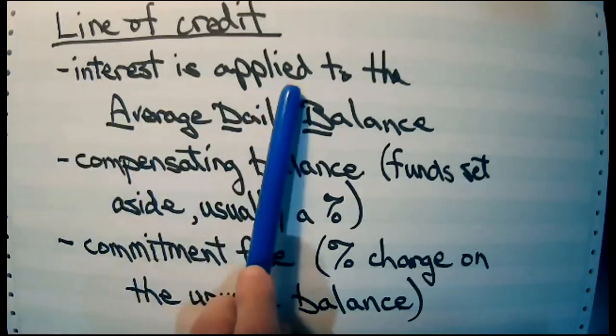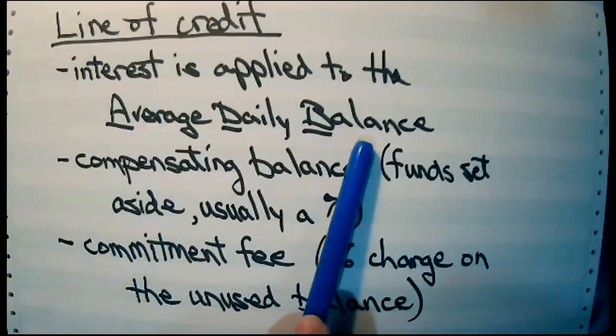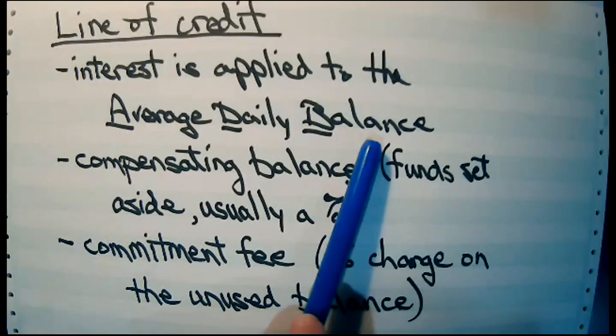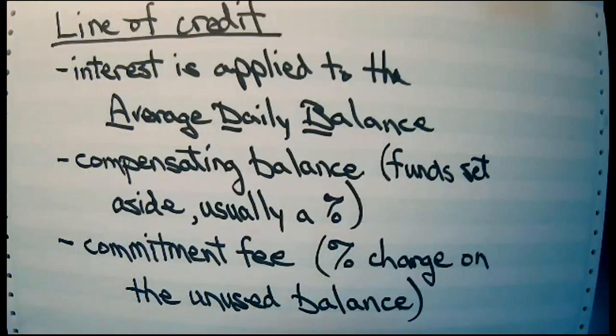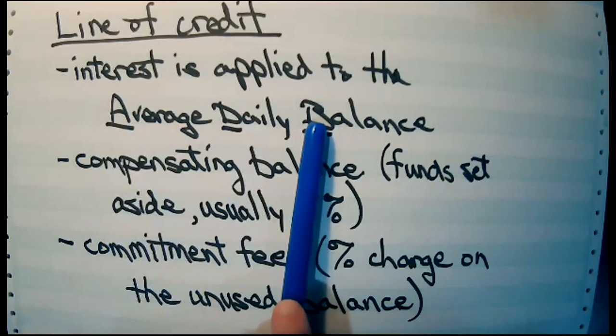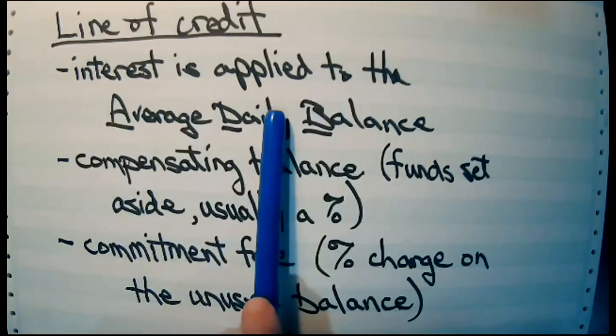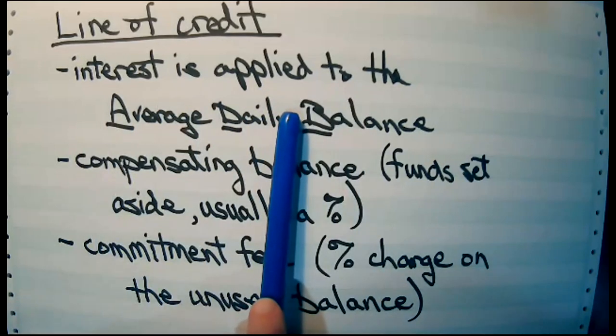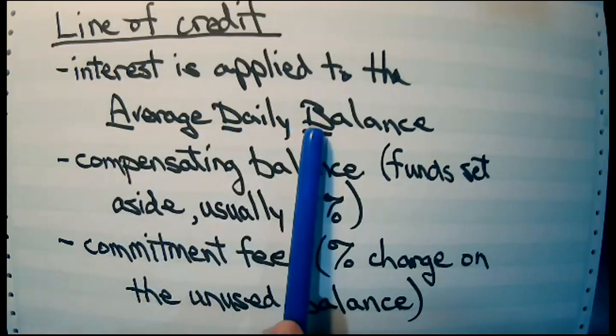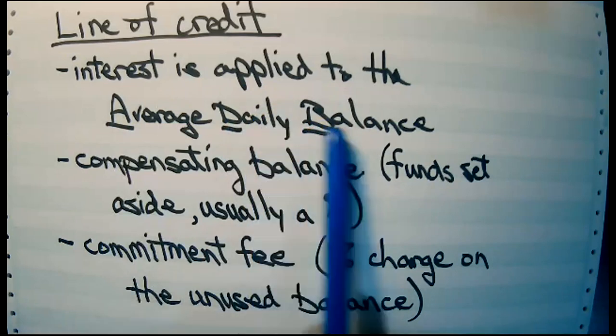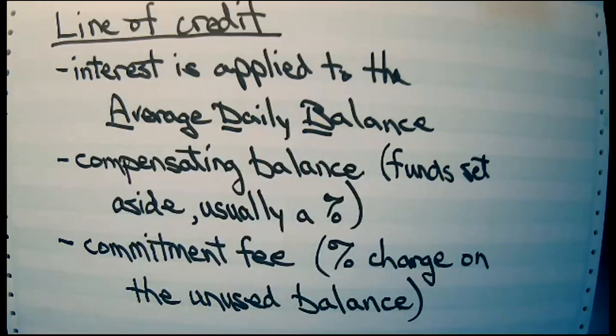Anyway, the interest is applied to what's called the average daily balance. You can see this calculated in the textbook. And that means that the earlier you pay, the less interest you pay. And so this is certainly different than the short-term loan, where your interest is charged on the entire amount up front that you borrow. This interest is applied to the average daily balance.